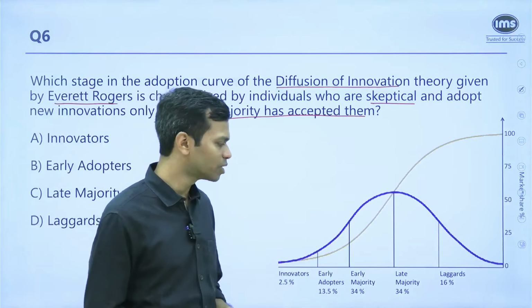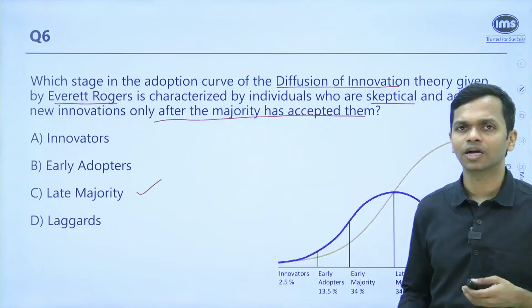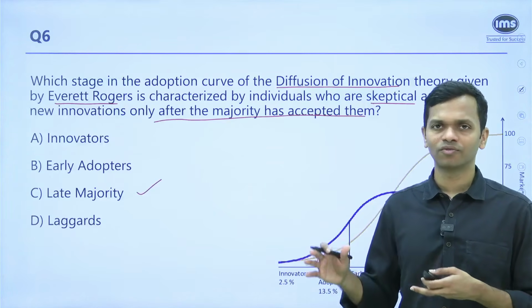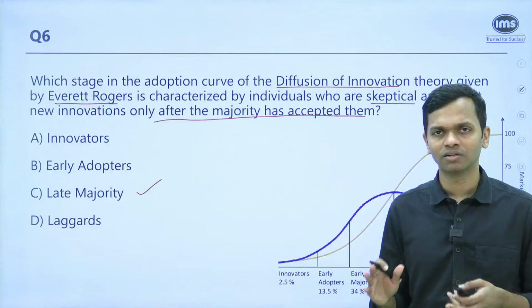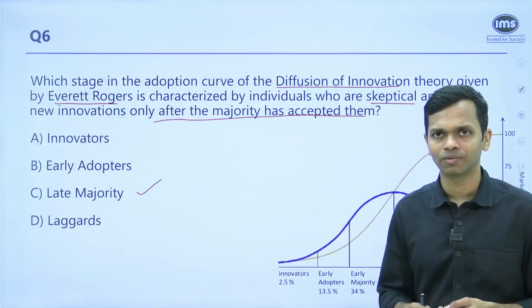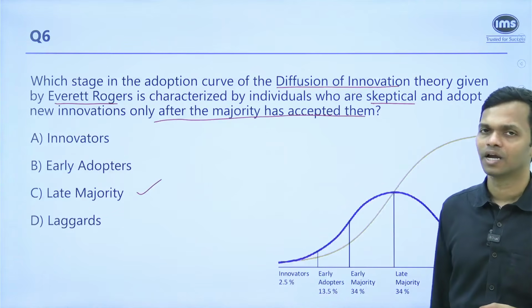So for this particular question, the answer is going to be late majority. Right? These are the kind of people who are waiting for others to try things out, and only after their doubts etc. are done, they see that people have started using it, then they will jump onto it. Okay, but in the initial phase, it's only innovators, early adopters, and early majority.